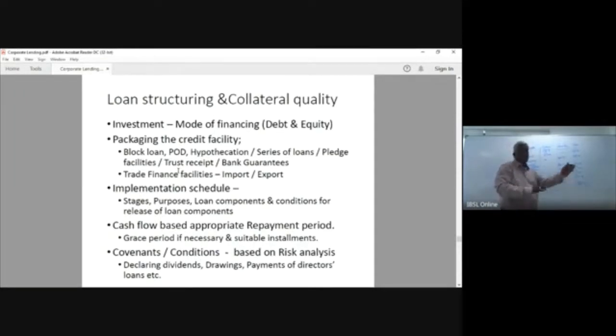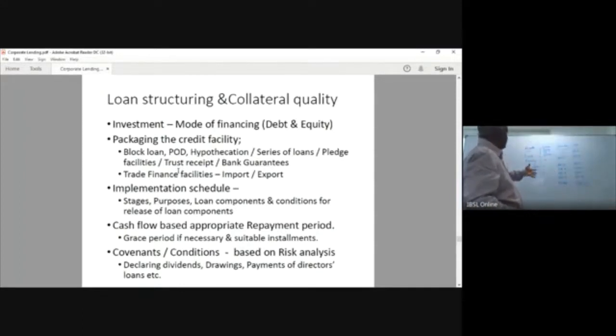So first, before loan structuring, if everything is okay in the environment analysis, the industry analysis, the competitive position within the industry, financial analysis, management analysis, if everything is good and you decide to grant the facility, then of course you will prepare this. Loan structure, credit packaging, you have to prepare if all other things are satisfactory and you decide to grant the facility.